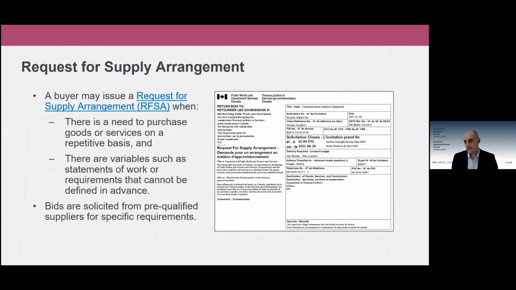Supply arrangement is the same idea as the standing offer, but without the price tag. Sometimes it's an item that varies. We saw that with COVID, with the masks, the PPE. The price was varying a lot, so we use supply arrangement instead. The difference between the two is that it's a suppliers list, but we need to contact suppliers to get the price when we want to purchase something.